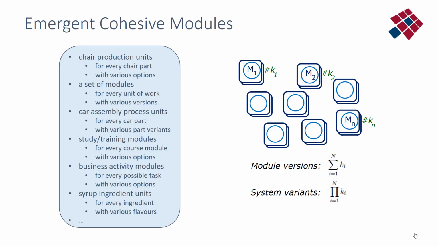So what we see here, for instance, for every chair part, for every unit of work, a set of modules, for every computation we have a set of different functions or methods or classes. For every car part we have a number of sets, etc.